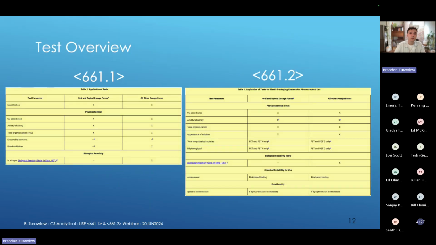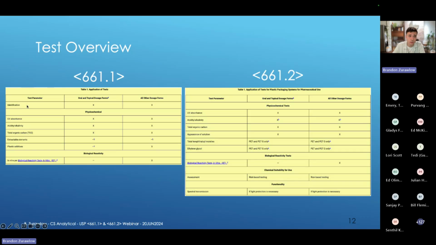From a test perspective, I apologize if some of these are a little bit small. They're screenshots from the USP specifically, but from the specific tests that are performed within these chapters, you can see that from the physical-chemical perspective, there's quite a bit of overlap. So when we perform that extraction, we then test that extract for UV absorbance, for acidity alkalinity, TOC, etc. And you can notice that a lot of these tests are shared between 661.1 and 661.2. There are some specific differences.